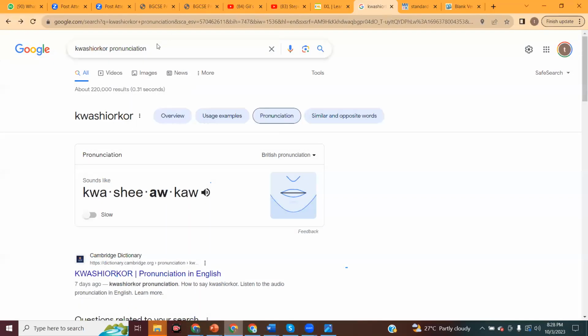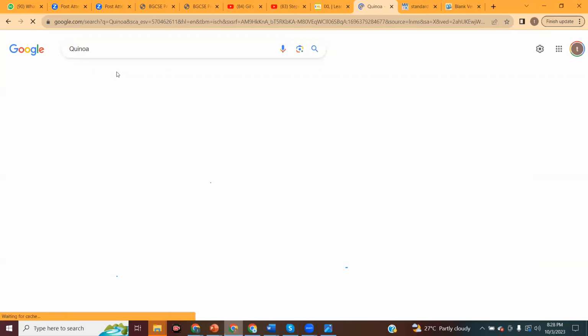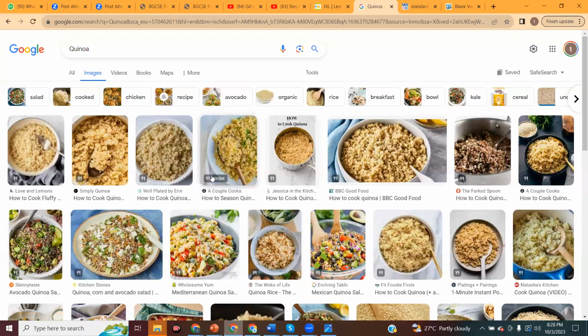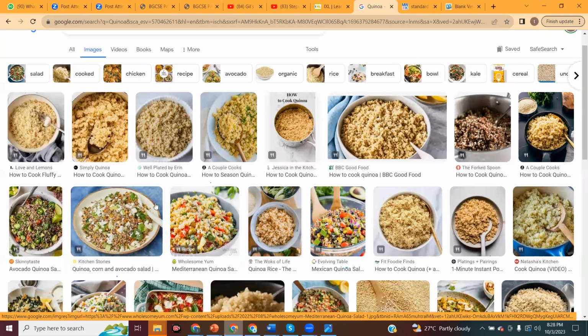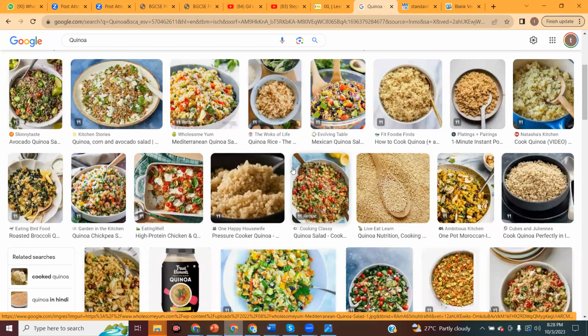Quinoa, wow. All right, so this is quinoa. So quinoa is like an imitation rice. So that's quinoa there. You can make it with rice. It's like a substitute rice. That looks very nice. It's like a vegan rice.